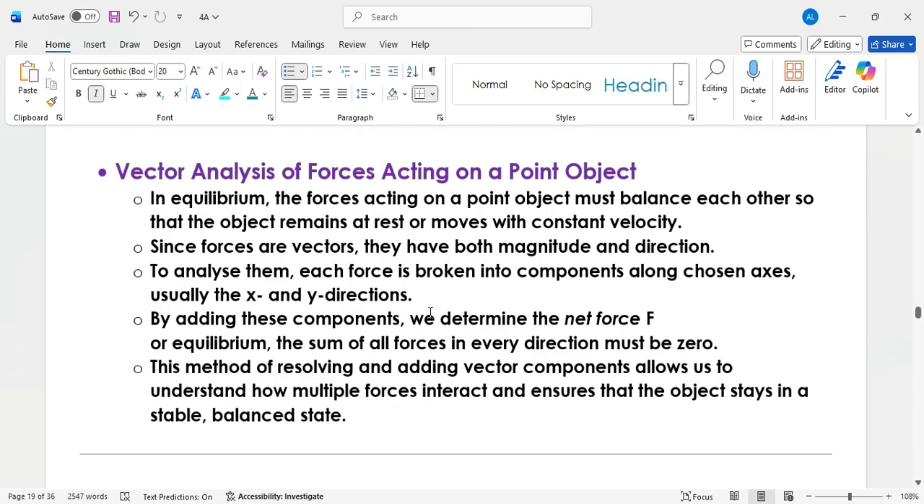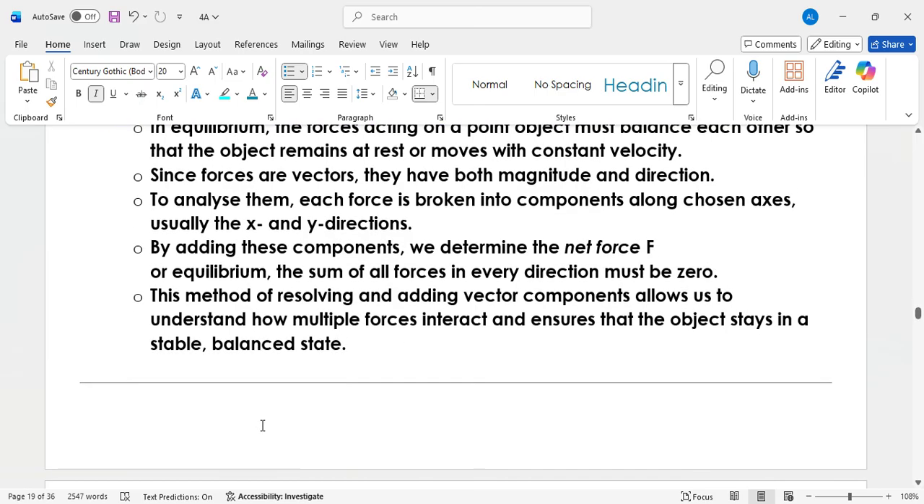All right, so vector analysis of forces acting on a point object. In equilibrium, the forces acting on a point object must balance each other so that the object remains at rest or moves with constant velocity. So how do you analyze a vector of forces acting on a point object? Since forces are vectors, they have both magnitude and direction. To analyze, each force is broken into components x and y. By adding these components, we determine the net force, or equilibrium, and the sum of all forces in every direction must be zero. This method of resolving and adding vector components allows us to understand how multiple forces interact and ensures that the object stays in a stable and balanced state.